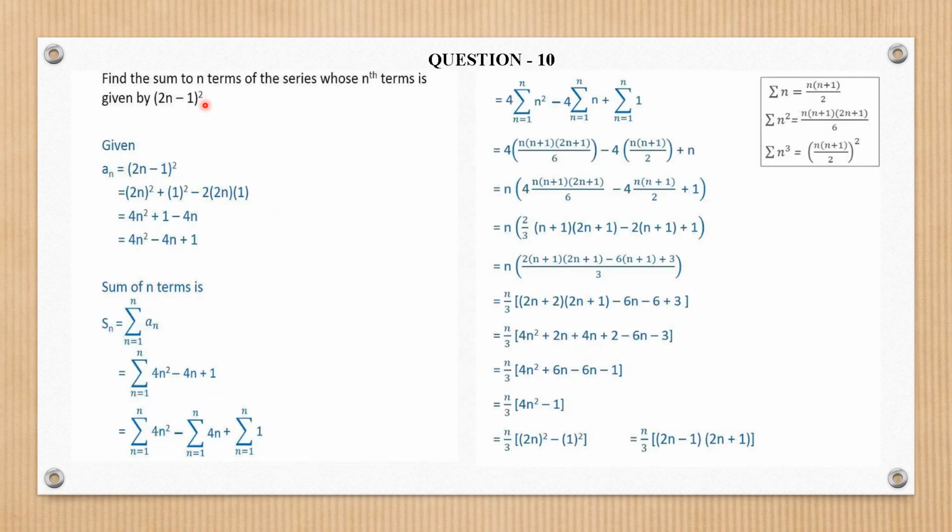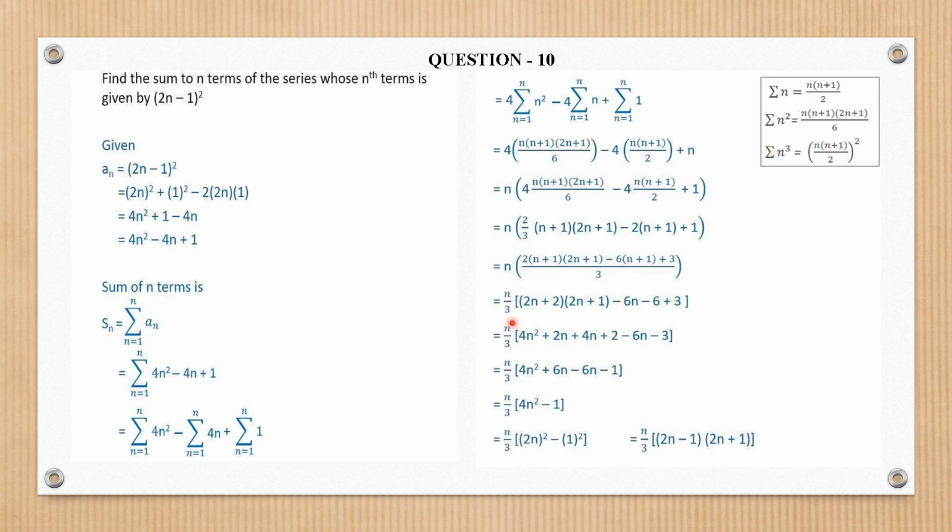Next question is, find the sum to n terms of 2n minus 1 whole square. So open it. It will be 4n square minus 4n plus 1. So this is Sn. So the summation will be 4 times summation n square minus 4 times summation n plus summation 1, n times. So that is again the same thing, 1 is added n times. So 4 times the formula for n square minus 4 times the formula for n plus n.